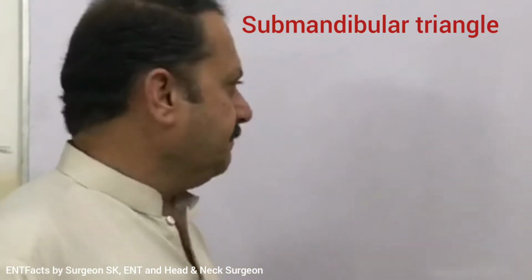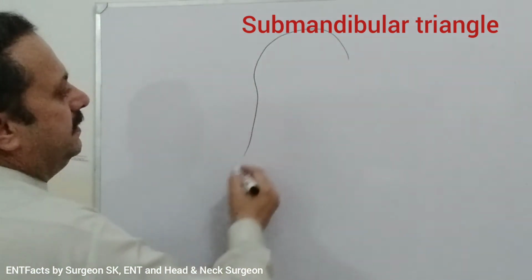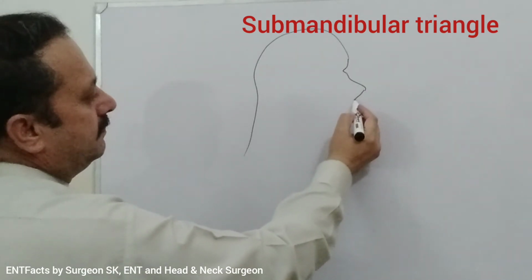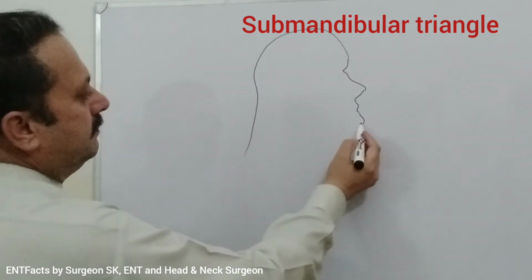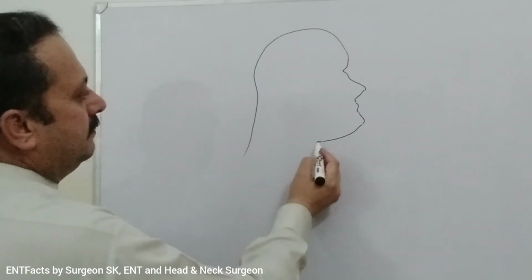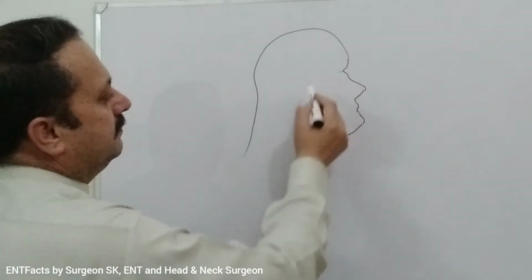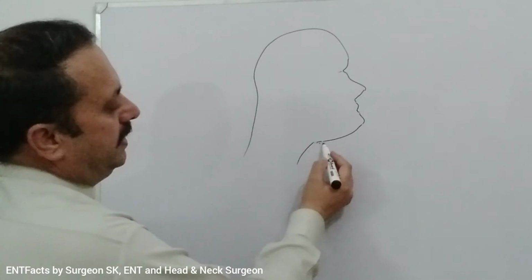So let's start with the submandibular region, or the submandibular triangle. Head like this from the side. This area is the submandibular area.